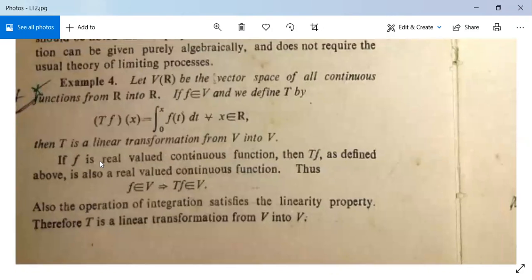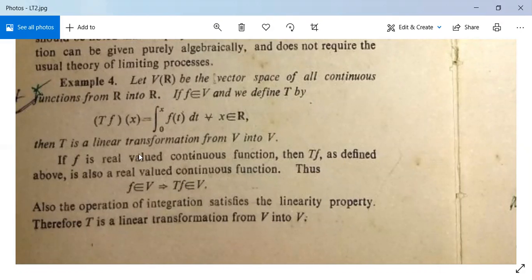So it is not a tough one. See here, if f is a real valued continuous function, then Tf is also a real valued continuous function. Thus f belongs to V implies Tf belongs to V. Also, the operation of integration satisfies the linearity property. We know from our earlier knowledge that in integration, the linear property is satisfied. Therefore, this T is a linear transformation from V into V.